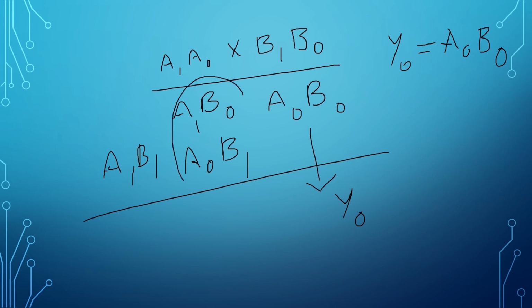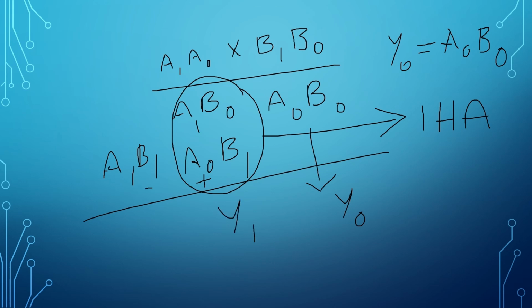A1 B0 plus A0 B1 requires one half adder. These both are 1-bit numbers, right? A1 B0 is an AND gate, and the result is 1 bit. And if we perform A0 into B1 using an AND gate, the result is also a 1-bit number. So we are using a half adder. Half adder, as we discussed before, adds two 1-bit numbers and gives a sum. I am assuming the sum as Y1 and the carry as C1.